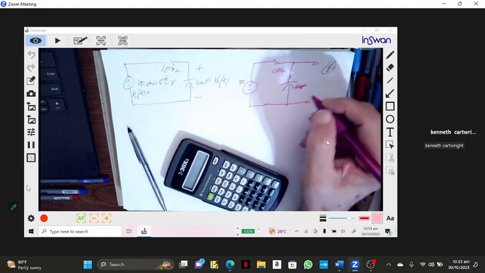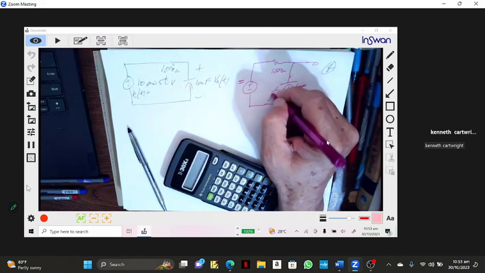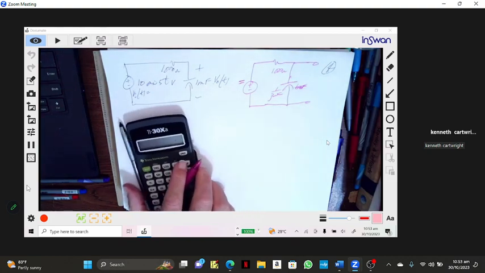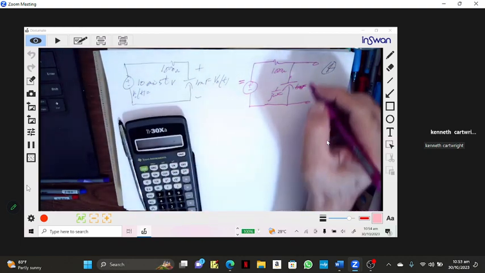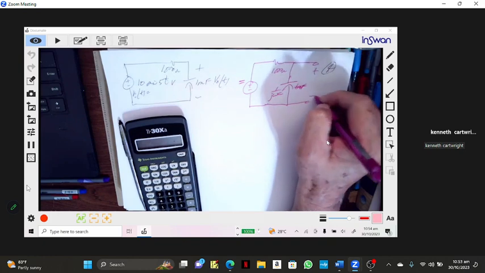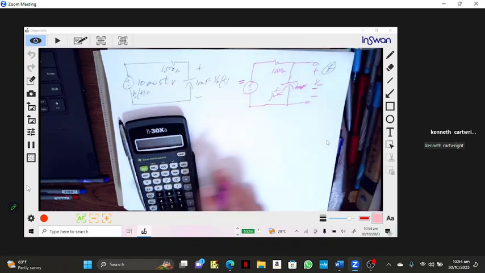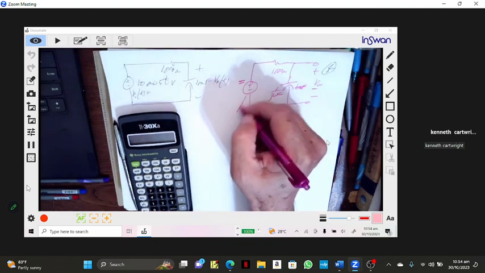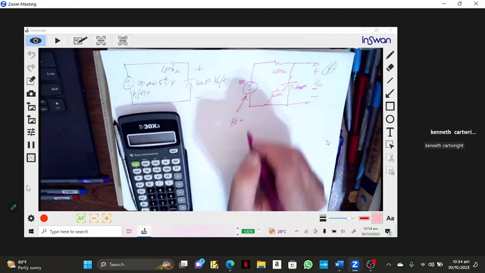Let's see, 1 over j omega C. What's the value of omega? The output is the V out phasor. Wouldn't the input become 10 sine of 5 t? No, the input becomes a phasor. This becomes the Vi phasor. What's the Vi phasor equal to?